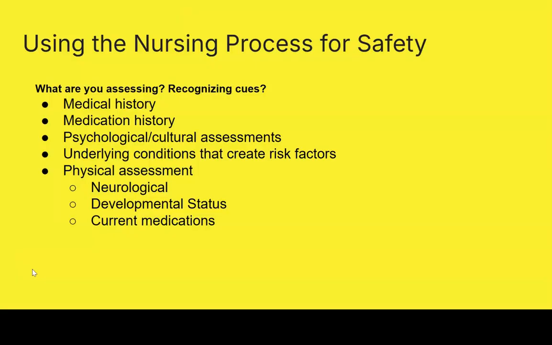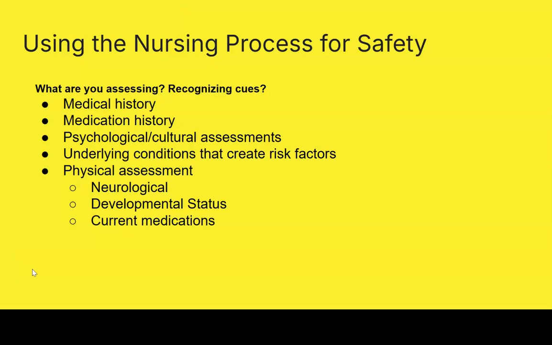Underlying conditions that create risk factors. I mean, hypertension's a big one. But there are other conditions that would increase the risk factor for falls or injury. You also want to do a physical examination or your physical assessment. Of course, you're going to assess cognitive status, gait, muscle strength, coordination, sensory deficit, and their cardiovascular status, if they're able to tolerate any movement or anything like that.